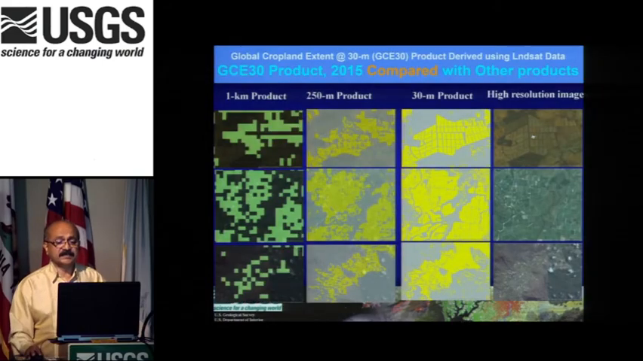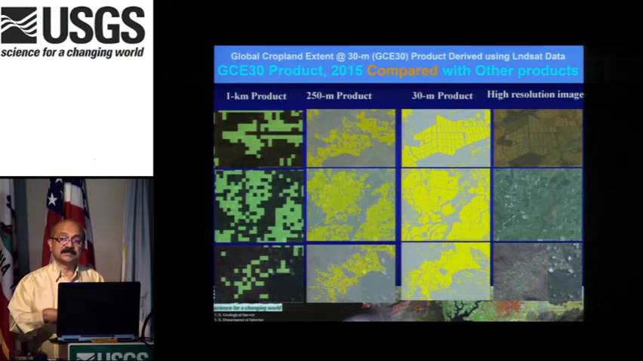This is reference data, showing how a 30-meter product will look like this, a 250-meter product will look like this, a 1-kilometer product will look like this. So geo precision in coarser resolution data is really bad. That also implies a lot of things for food security and water security, how much cropland exists in terms of areas. For example, national systems can use this kind of product to bring in their national statistics, just using this kind of data.